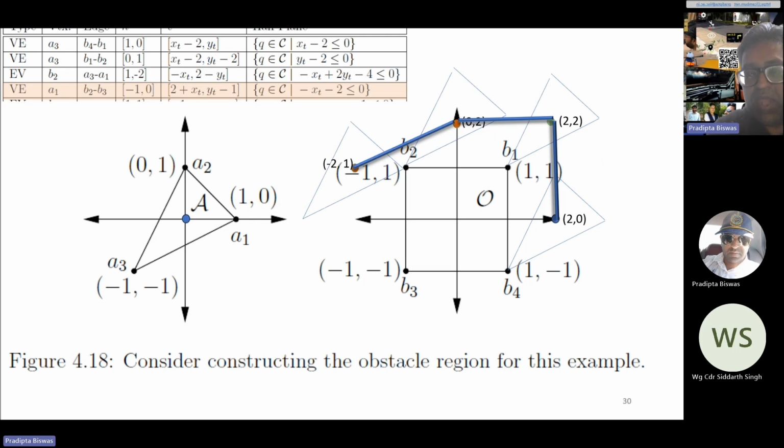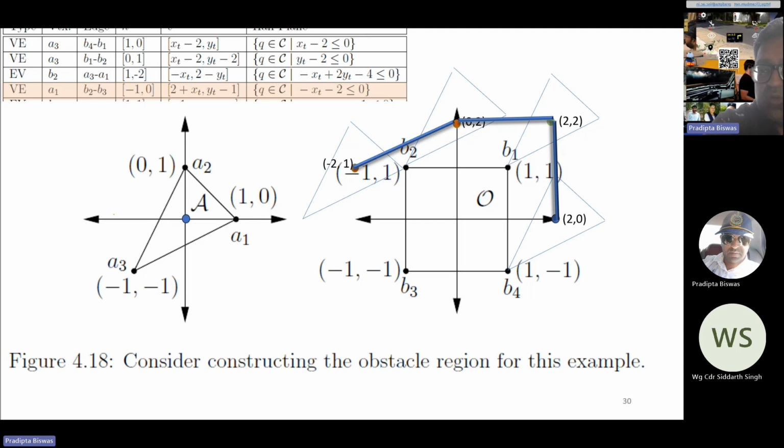And similarly, we are using the location of the center point A. And from that, we are getting the half plane equation as minus xt plus 2t minus 4 equal to 0. So this is just algebraic calculation that you can find, and which is giving us this line.